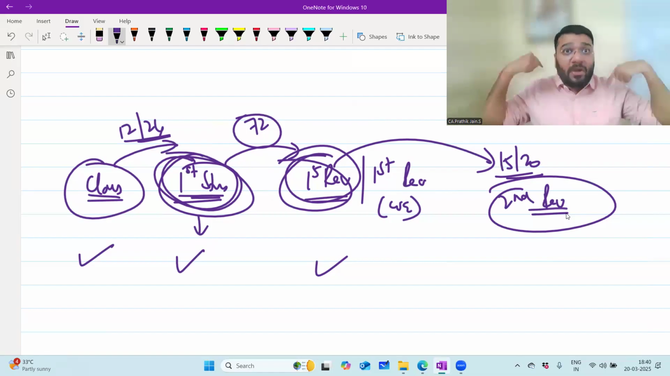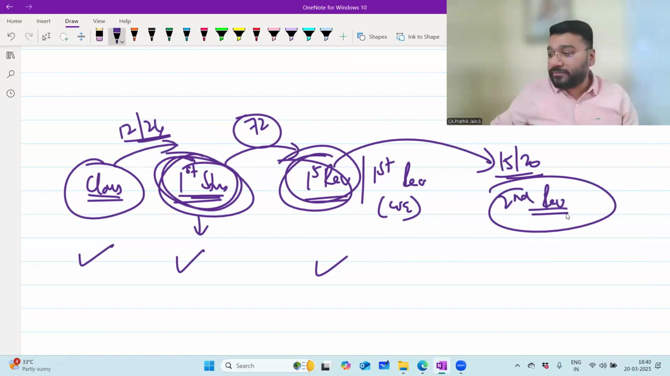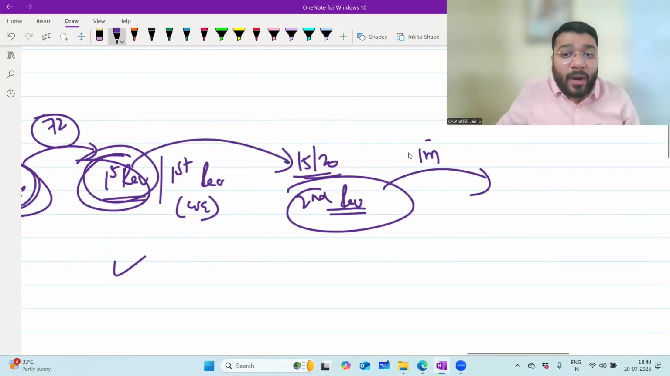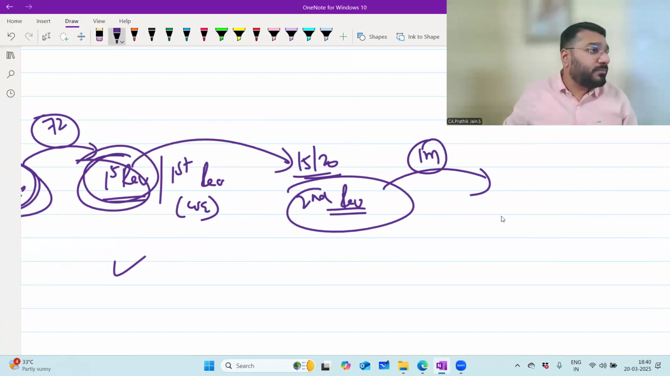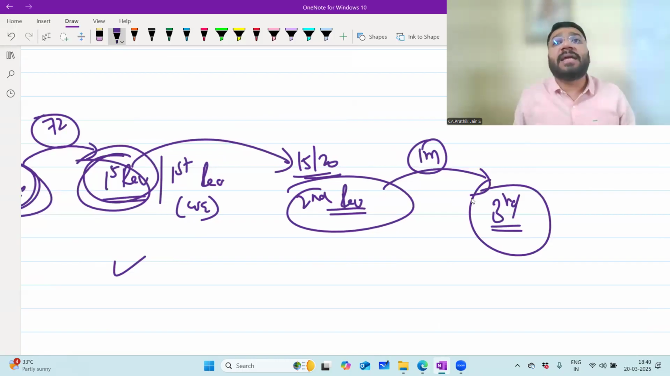Revision means what? I'm trying to recall. But where I'm not able to recall, I'm sitting and studying again. So it is called revision. The third revision will happen one month after your second revision.